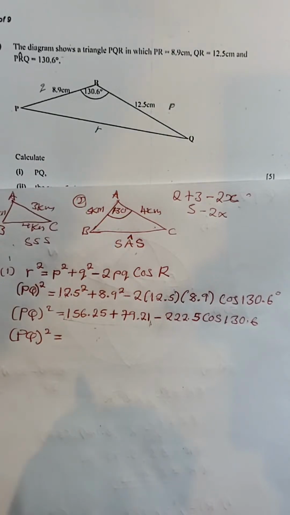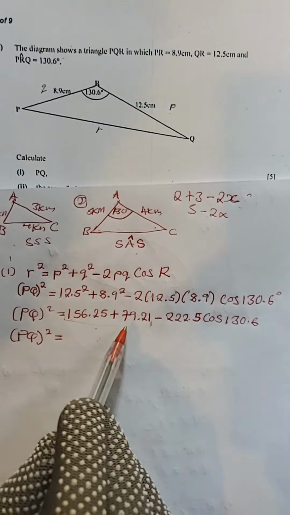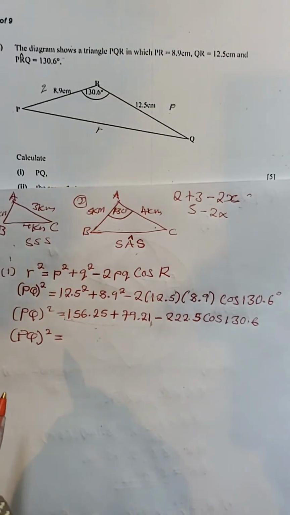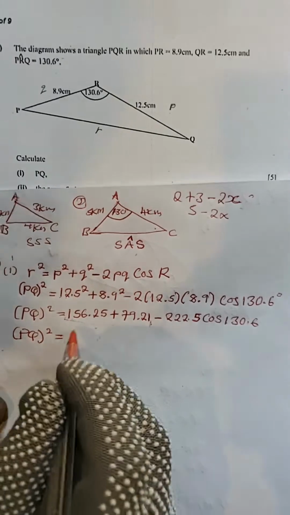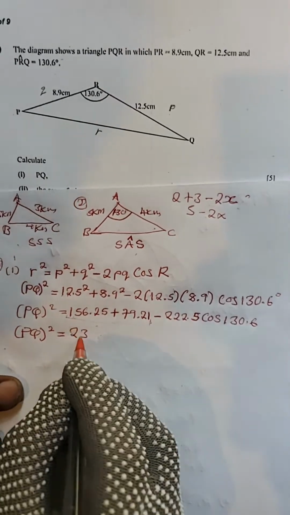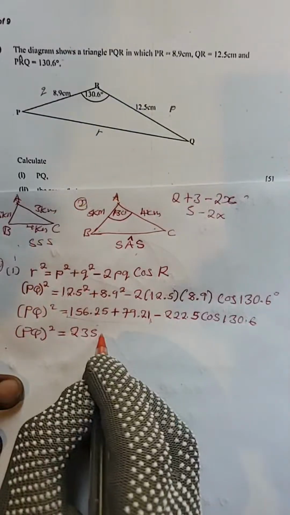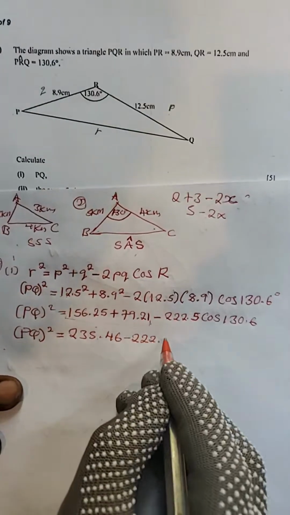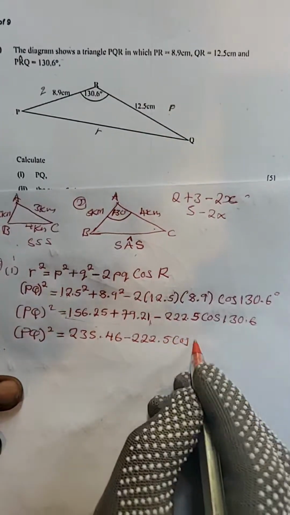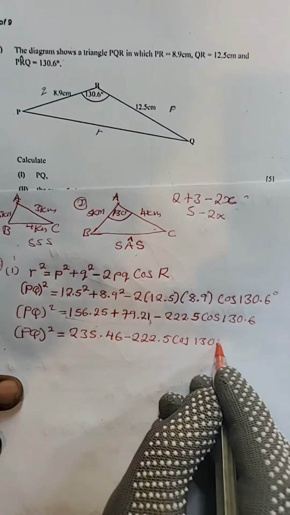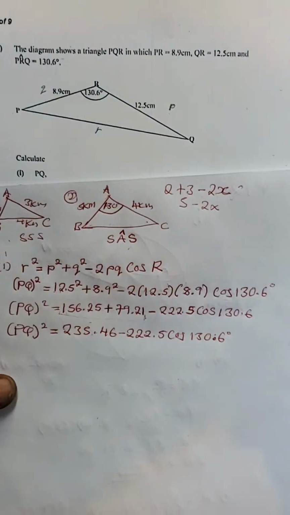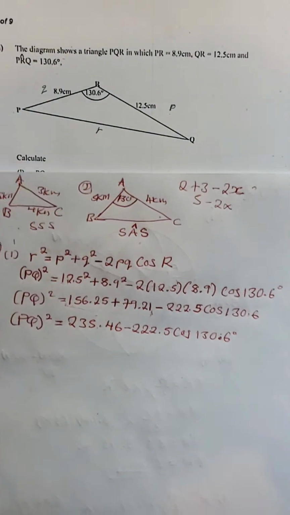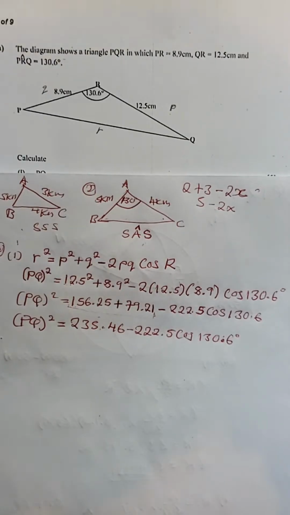Okay, so let's add the two. 156.25 plus 79.21. The answer is 235.46 minus 222.5 cos 130.6 degrees. I want you to follow me very carefully here as I'm solving, because each step is very important.